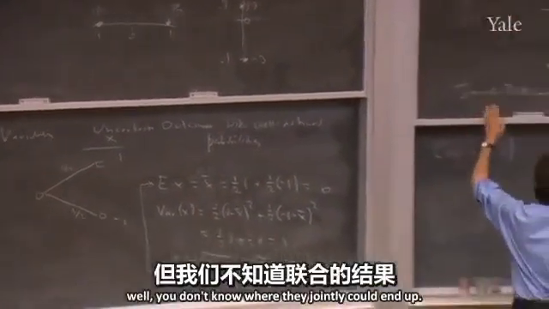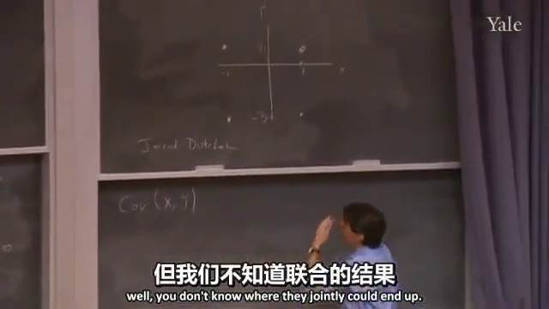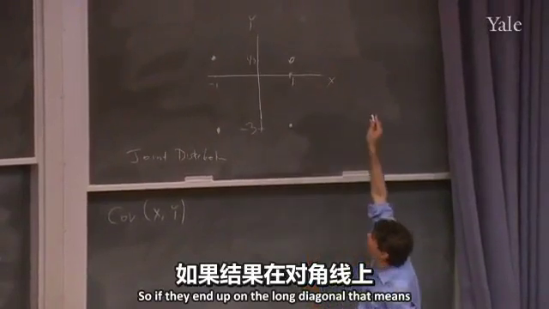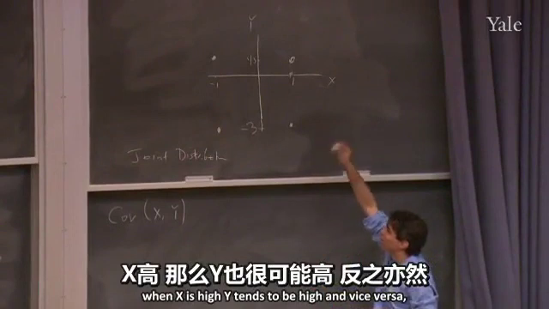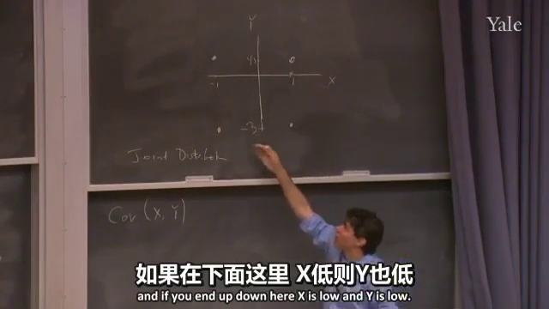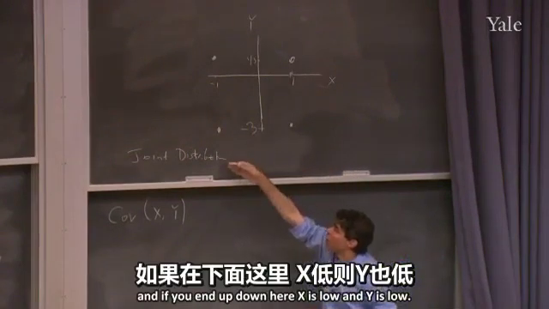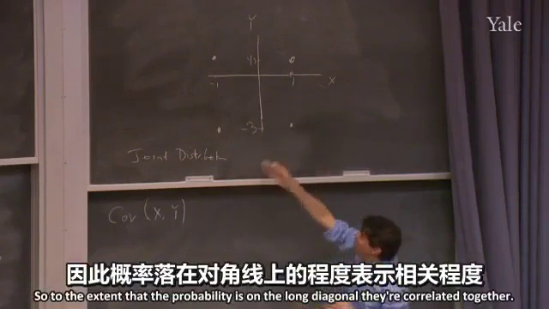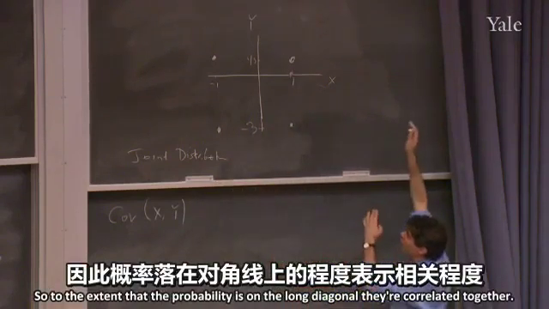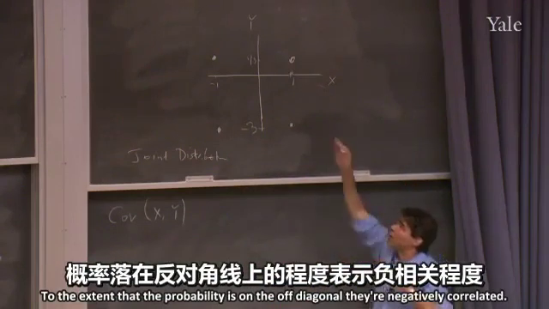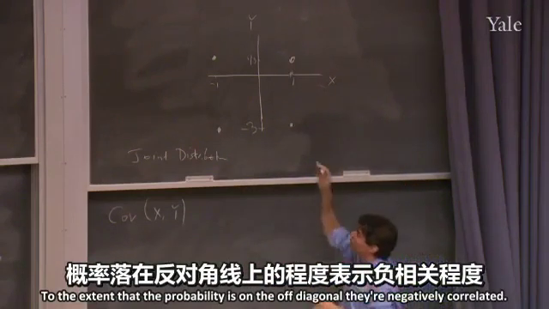Well, you don't know where they jointly could end up. So if they end up on the long diagonal, that means when x is high, y tends to be high, and vice versa. If you end up down here, x is low and y is low. So to the extent that the probability is on the long diagonal, they're correlated together. To the extent that the probability is on the off diagonal, they're negatively correlated.